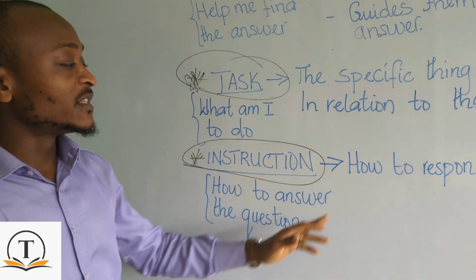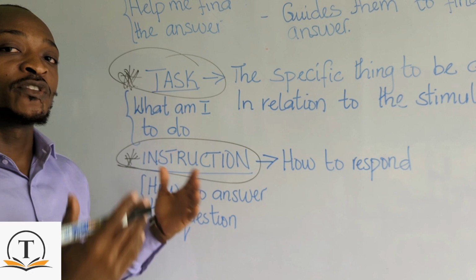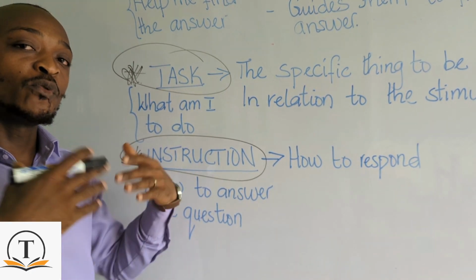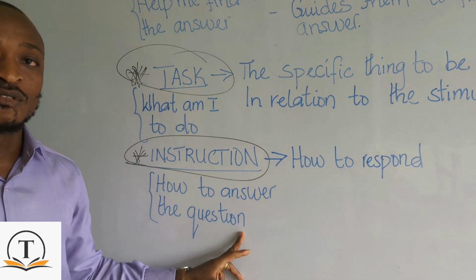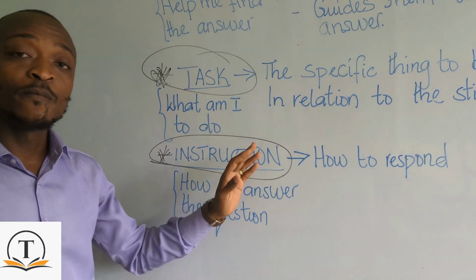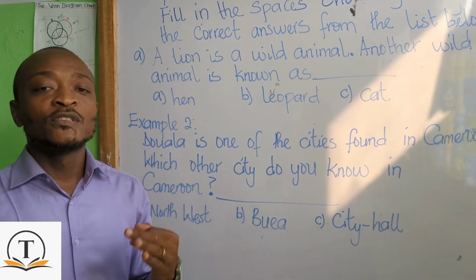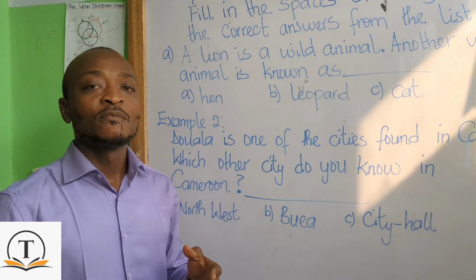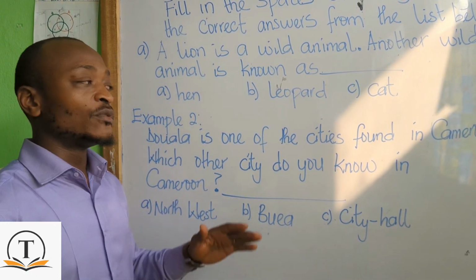Instruction is simple. It is how to respond. Here, you give your learner an orientation on how to respond. Are they closed questions? Are they open questions? Or whatever. How to answer the questions. So your learners should be oriented on how to answer the question. Okay, having these three fundamental concepts in mind: the stimulus, the task, and the instruction, now let's delve straight away into the application.